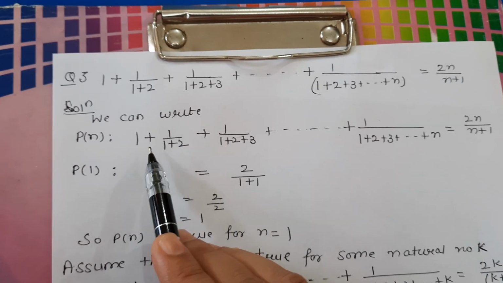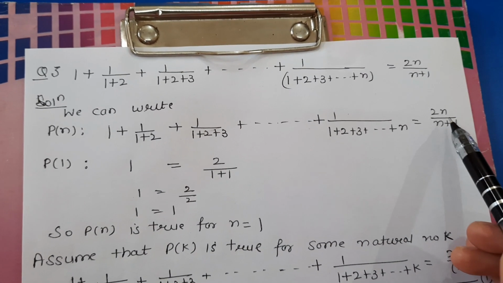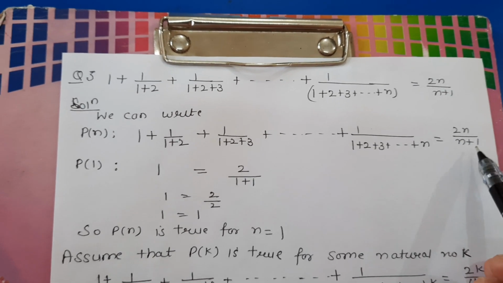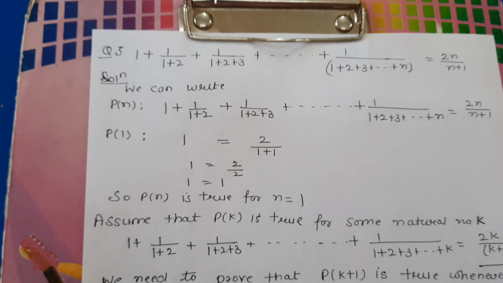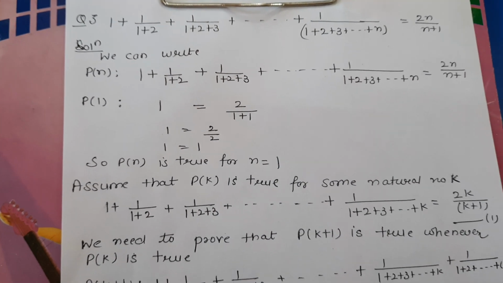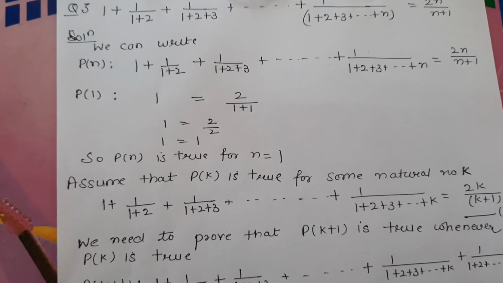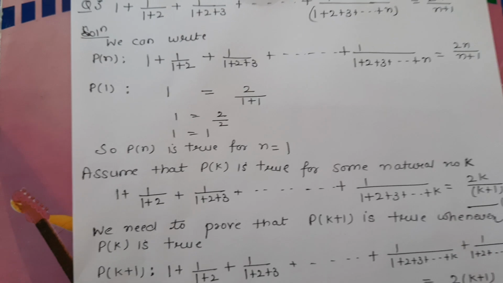On the left hand side, you are going to write the first term, that is 1. On the right hand side, you are going to put n equals 1. So this is 2 upon 1 plus 1. So 2 by 2, answer is 1. That means your P(n) is true for n equals 1. Second step, we assume that P(k) is true for some natural number k.